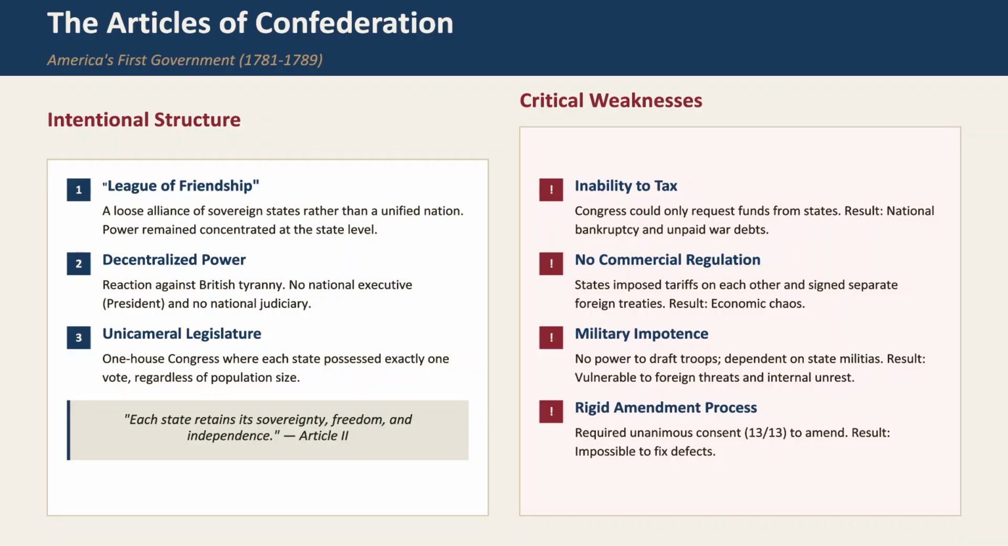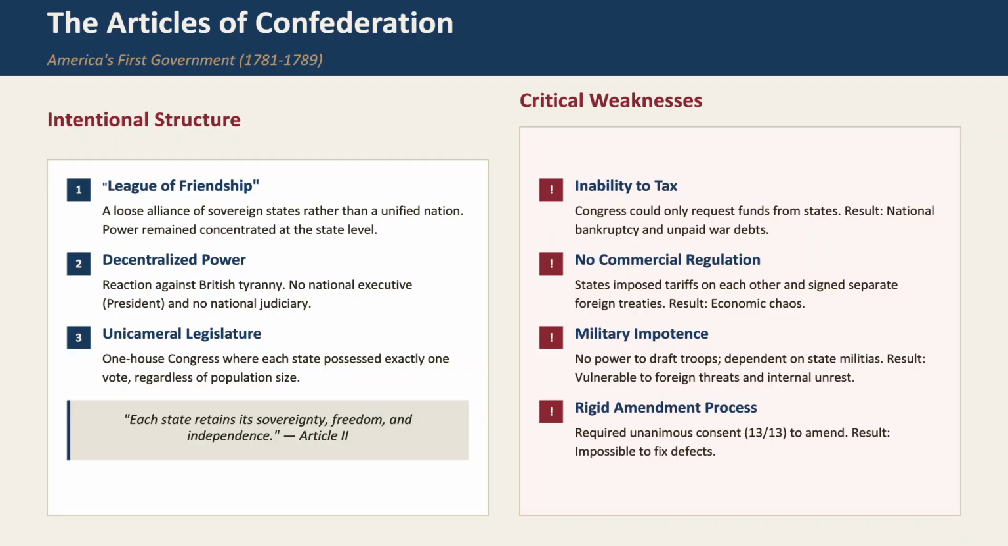There was no president, and there was no national court system. The president is the executive branch, and the court system is the judicial branch. There was no executive or judicial branch at this time. They had what they call a unicameral Congress, one branch of government, but this branch had very little authority. For example, each state, regardless of its size, had only one vote. And the only thing it was really good for was guiding us through the end of the Revolutionary War.